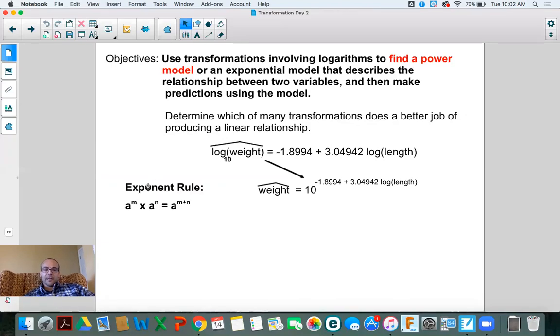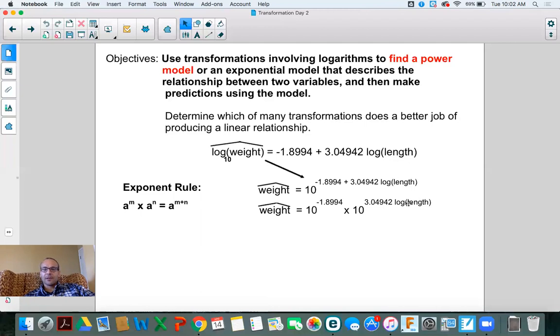So next we need to use an exponent rule, and we're used to using this exponent rule this way. When you multiply, you keep the base and add the exponents. But we could also use the rule from right to left. If you have an exponential expression where your exponent is a sum, you could split that out as 2 factors, and that's what we're going to do over here. So the negative 1.899 is an exponent on the 10, and so is the 3.04.